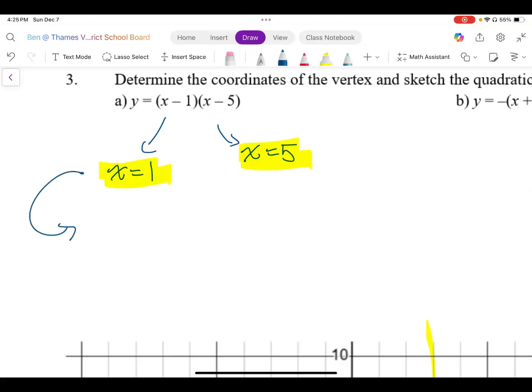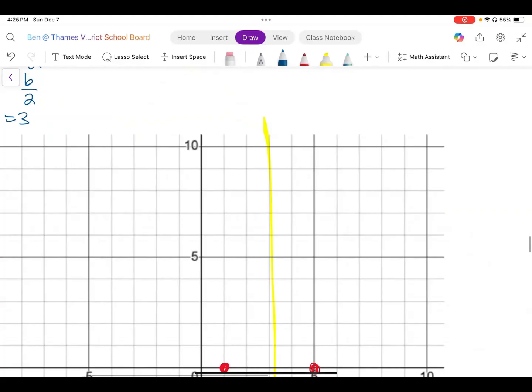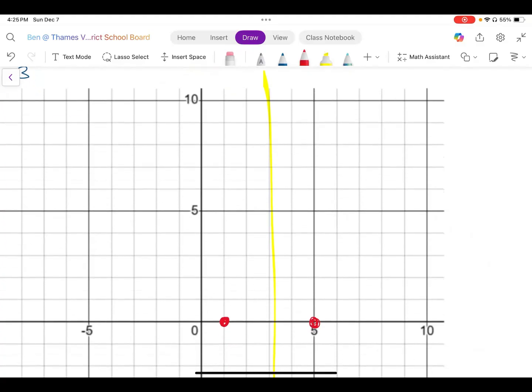So the x-coordinate of our vertex is going to come from taking the x-coordinates of the zeros, that's 1 plus 5, adding them up, dividing by 2. We follow our BEDMAS, 1 plus 5 is 6, divided by 2. That's at x equals 3. Is that about the horizontal location we found before? Absolutely. x equals 3 is this highlighted location.